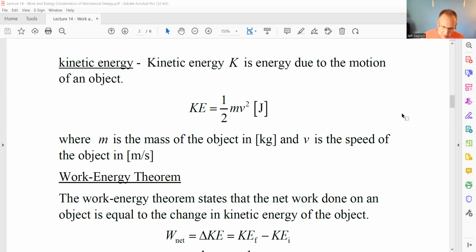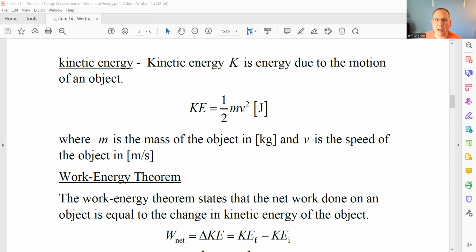We talked a lot about work, right? Another definition, because we're going to need to know this when we talk about the work energy theorem, is called the kinetic energy. Kinetic energy, which is given as K, or sometimes KE, you'll see both, is the energy due to the motion of an object. So if an object has some speed, some velocity, it's going to have kinetic energy. How do we compute it? It's simply 1/2 times the mass of the object times the speed squared.